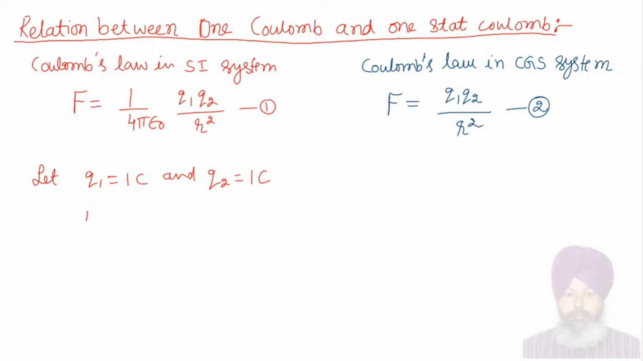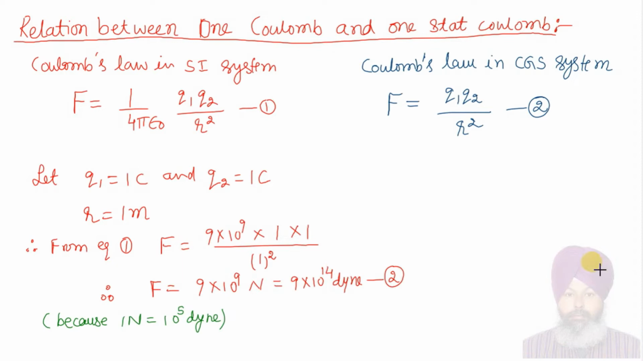So the force between charges in SI system, from equation 1, F will be equal to 9 into 10 raised to power 9 into 1 into 1 upon 1 square, which will become 9 into 10 raised to power 9 Newton. And if I convert this force into dyne, it will become 9 into 10 raised to power 14 dyne, because we know that 1 Newton is equal to 10 raised to power 5 dyne.